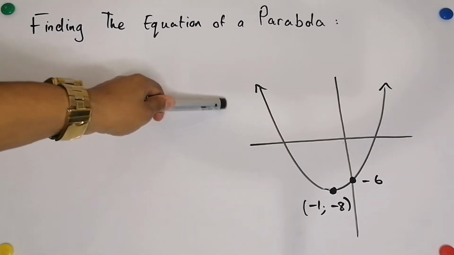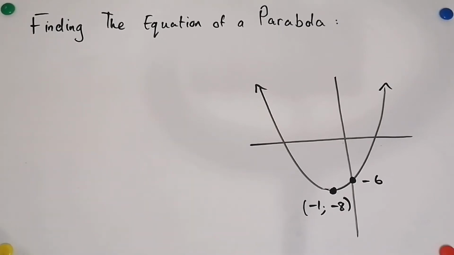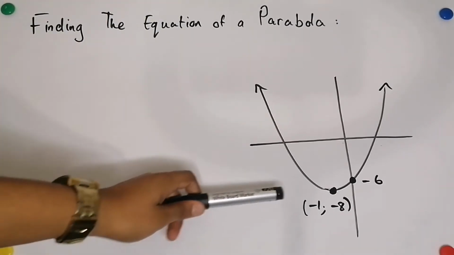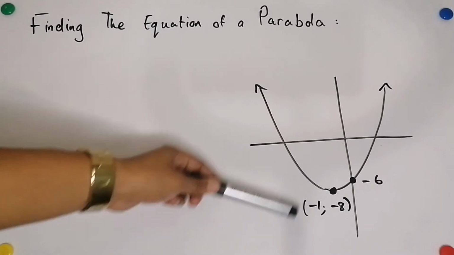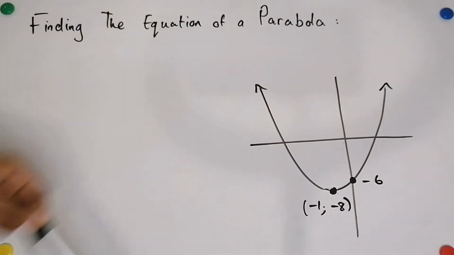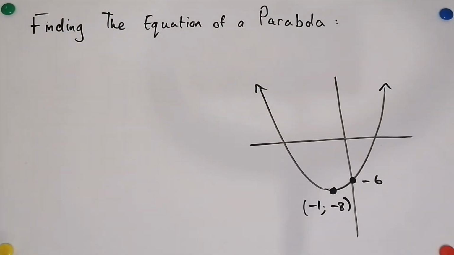So with this question here we have a Cartesian plane and a parabola that's being drawn, a smiley face parabola, and then the turning point is given as -1 and -8. And there's also a y-intercept given at -6, where y is -6. Now, it's our job to work out the equation for this parabola.